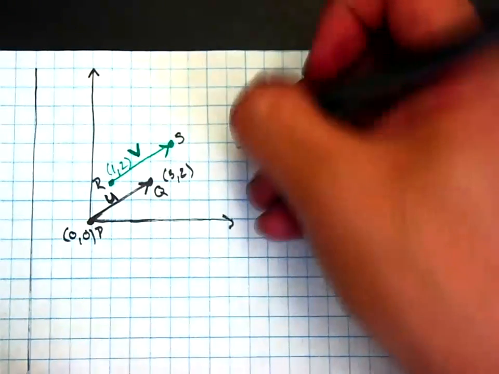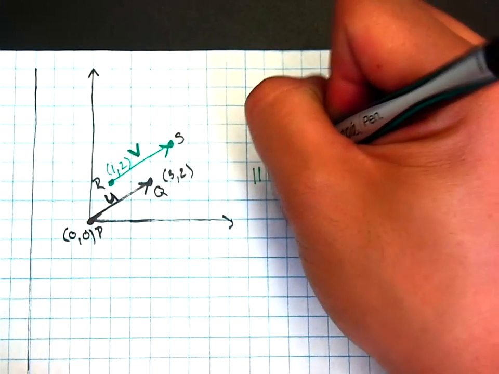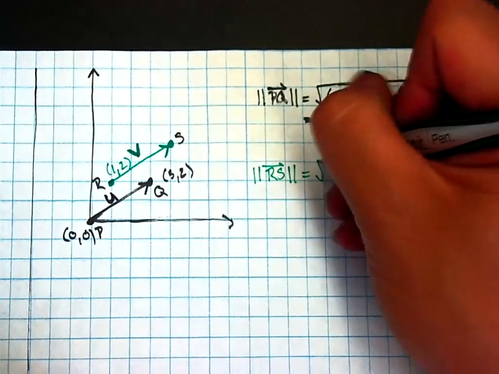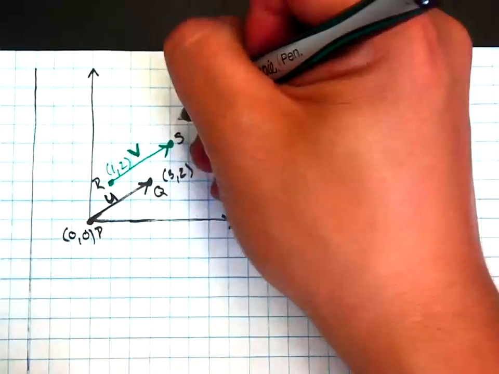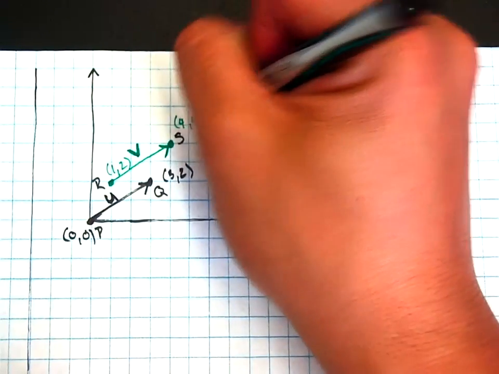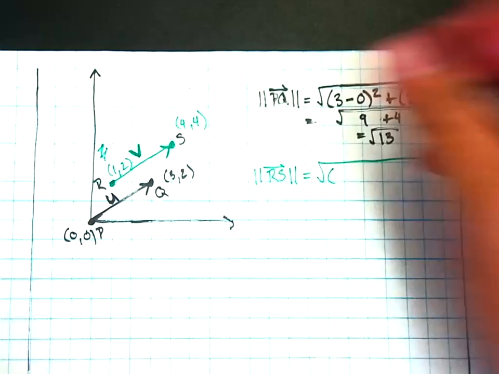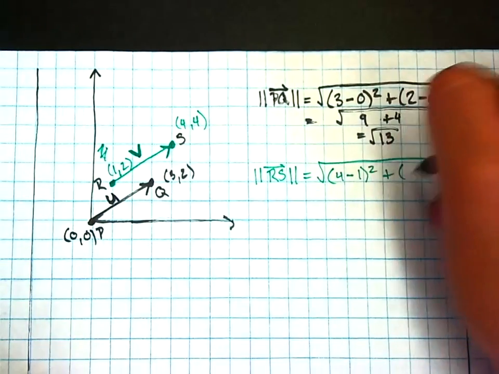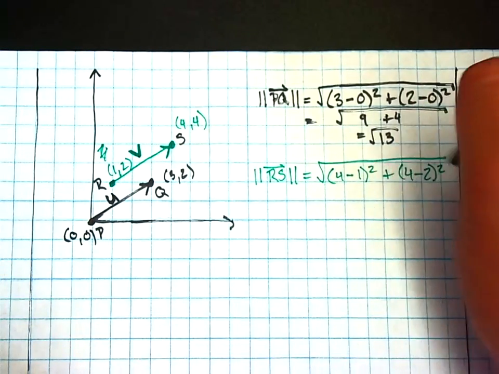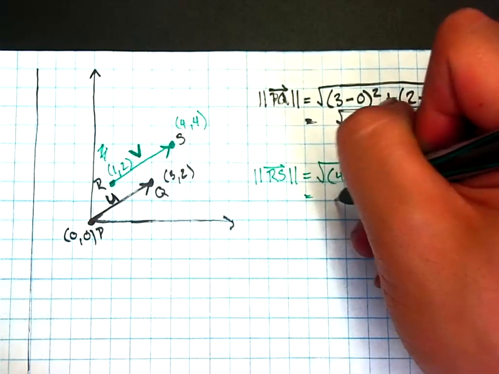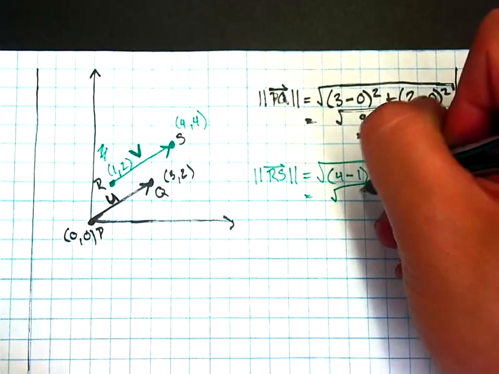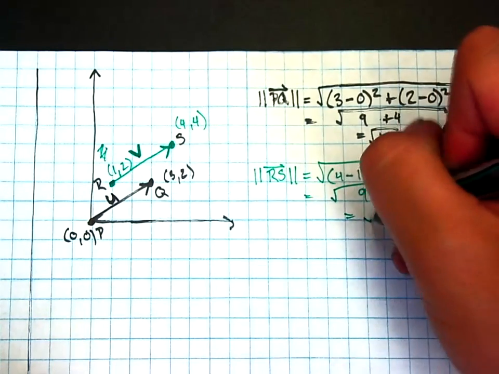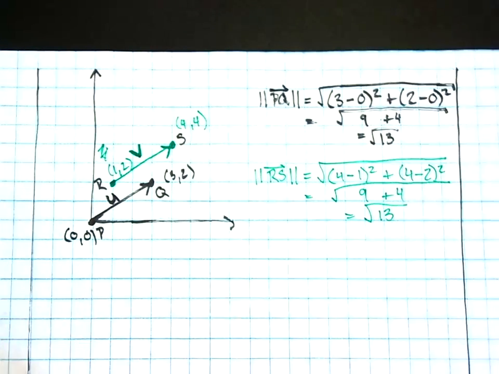Let's go and find the magnitude of the other one then. So the magnitude of RS is equal to the square root of 4 minus 1 squared plus 4 minus 2 squared. 4 minus 1, that's 3. 3 squared, once again, is 9. 4 minus 2, that's 2. 2 squared is 4. And we find out they have the exact same magnitude.